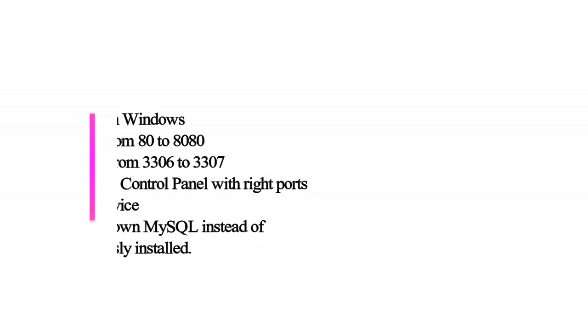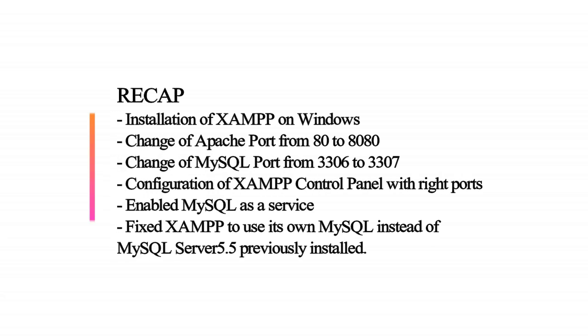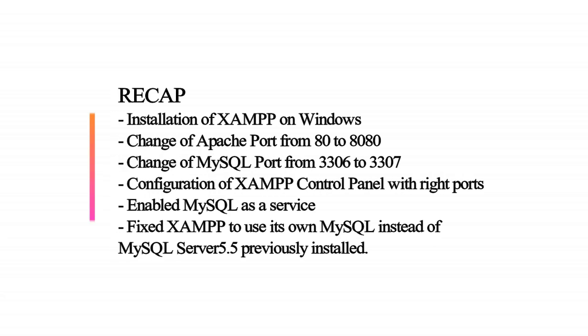Okay. So in this video we covered how to install XAMPP on Windows, change the Apache and MySQL ports, configuration of XAMPP Control Panel to open phpMyAdmin with the right ports, and enable MySQL as a service. We have also fixed XAMPP to use its own MySQL database instead of the database from MySQL Server 5.5, which is previously installed on the system. So these are all the things that we have covered.